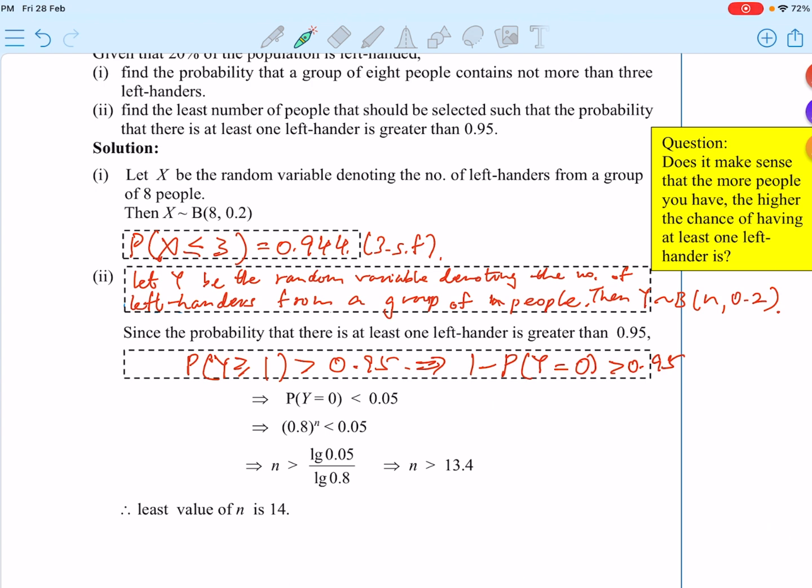You may want to note that when you divide by log of 0.8, there is a change of inequality sign, because log of 0.8 is less than 0. Then you'll be able to conclude that your n is greater than 13.4. So the least value of n is actually 14.